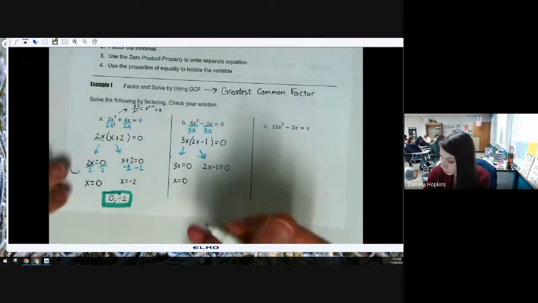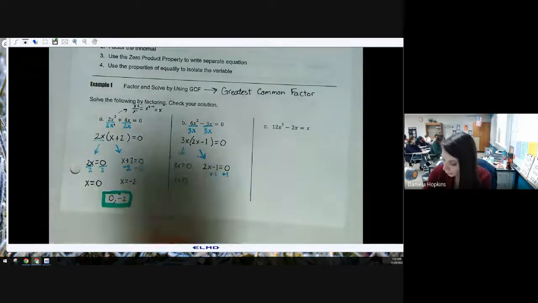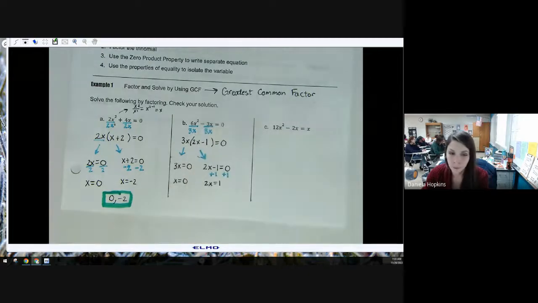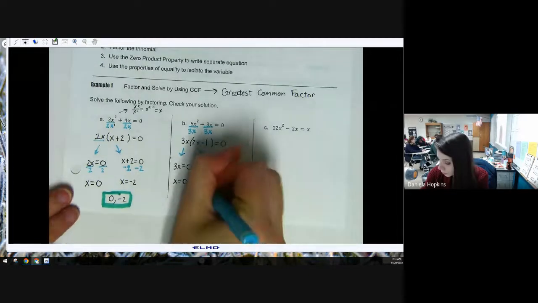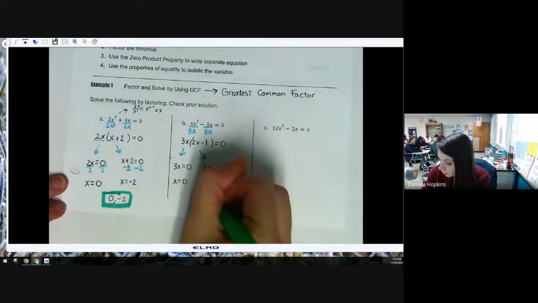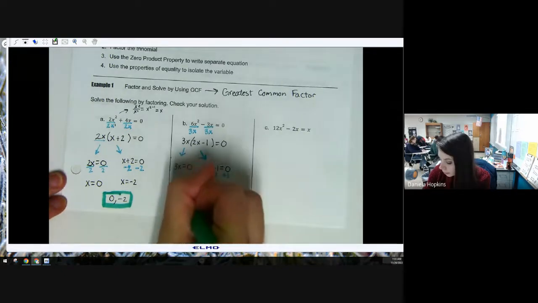Here, this is kind of a two-step, and maybe you can do it without doing all the steps, but I'll show them. So we'd add 1 to both sides, so you'd have 2x equals 1. And then you'd divide both sides by 2. And so you have x equals 1/2. So again, on Go Formative, I would just list 0, comma, 1/2.